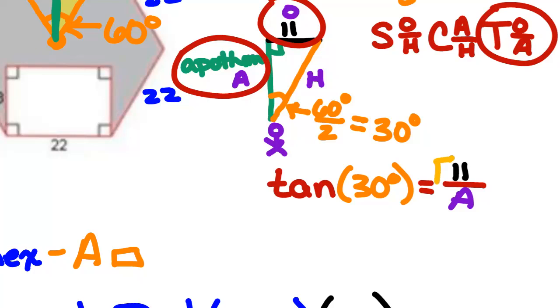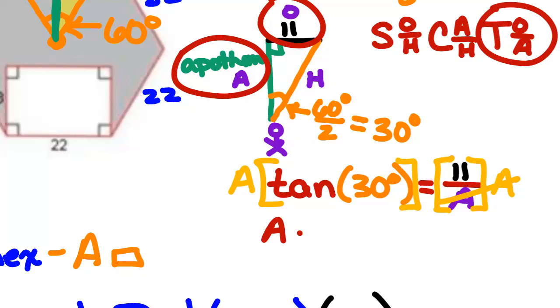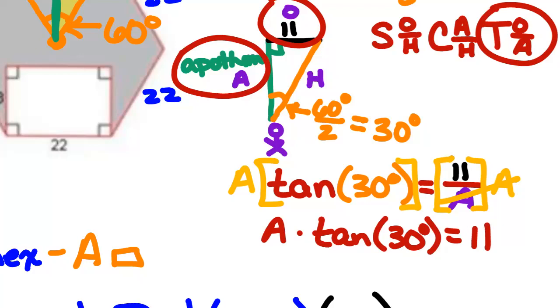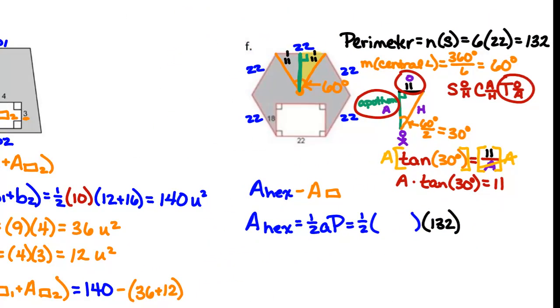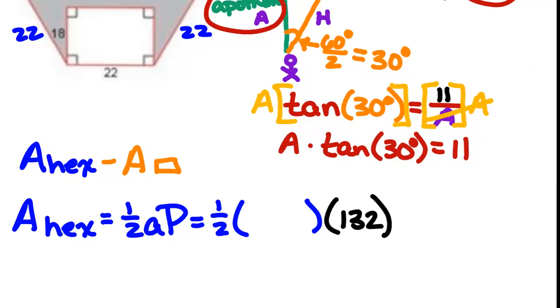Multiply. We're going to multiply both sides by A because it is the denominator. It's going to cancel my denominator out over there on the right. So I have A times the tangent of 30 degrees is equal to 11. And now what do I need to do to get the A all by itself? Divide. We're going to divide both sides by the tangent of 30 degrees.